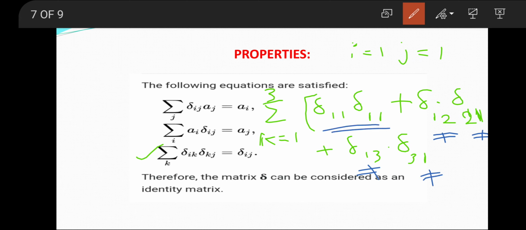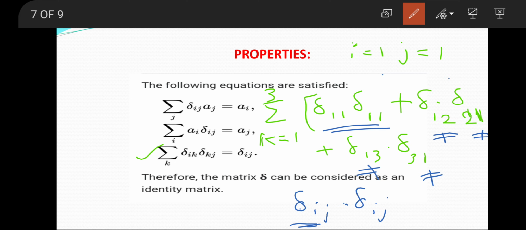So the value is delta 1 1 into delta 1 1, which means I value is 1, j value is 1. Therefore delta ij into delta ij, which means it is equal to the delta ij value. Therefore these were the certain three properties of this Kronecker delta function.